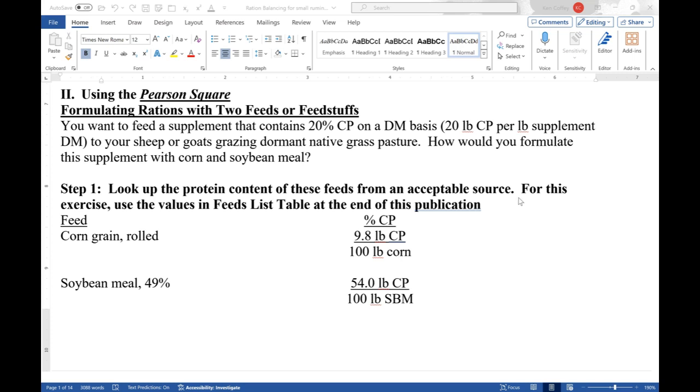So in this example, corn and soybean meal, we look up corn in a chart. And by the way, I have some feed analyses tables at the very back of this publication. If you want to look and find those, they'll vary a little bit across where they're published, but those will get us pretty close. We've got the grain, the corn, 9.8% protein, and soybean meal, 49% protein as fed. On a dry matter basis, it's 54% protein. So we have those two numbers.